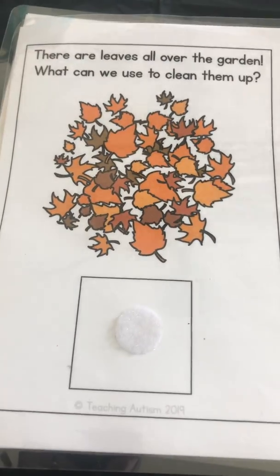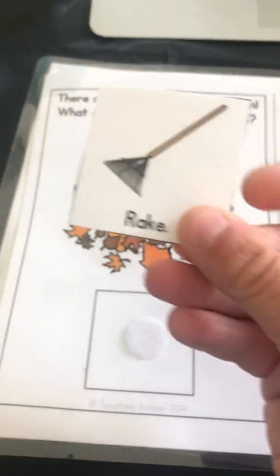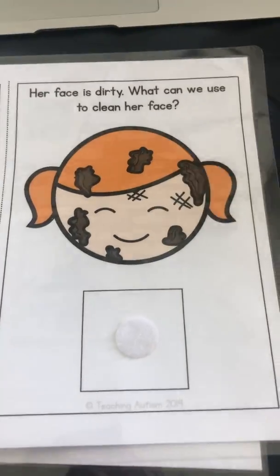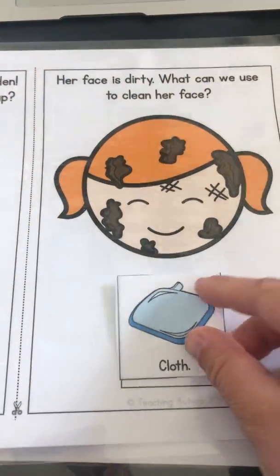There are leaves all over the garden. What can we use to clean them up? We can use a rake to clean them up. Her face is dirty. What can we use to clean her face? We can use a washcloth to clean her face.